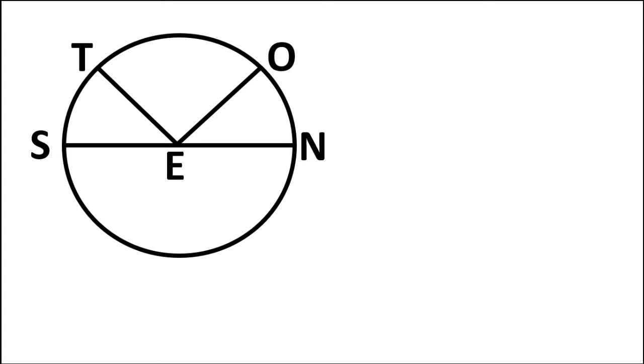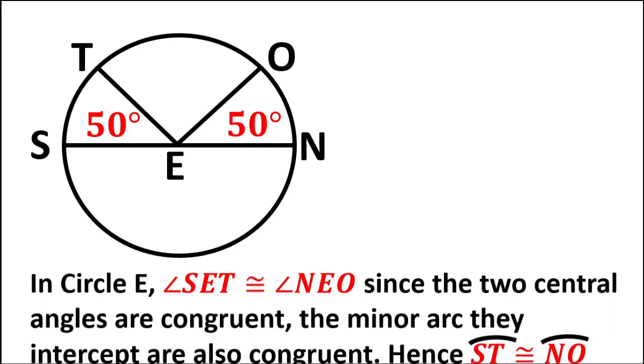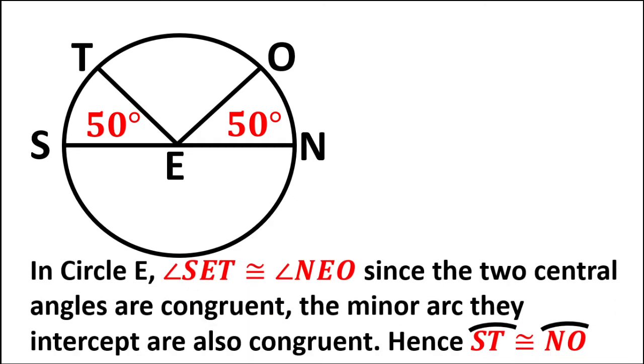Let's say that in circle E, angle OEN measures 50 degrees. So therefore, arc ON is also 50. Now, angle SET is also 50 degrees. Therefore, arc TS is also 50 degrees. If the two central angles are congruent, therefore the minor arcs they intercept are also congruent. Hence, if these two are congruent, therefore arc ST and arc ON are also congruent.